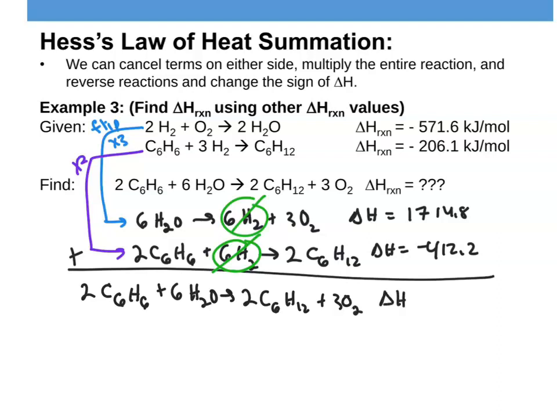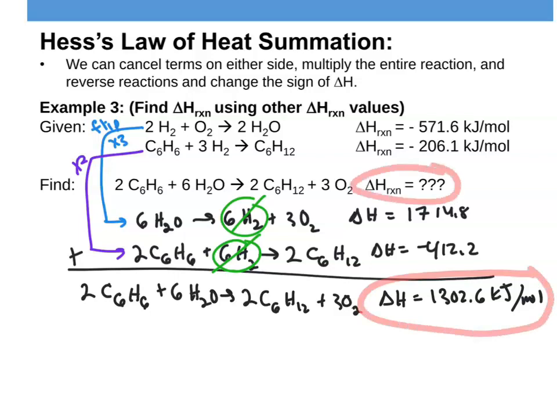So now I can just simply add up all of this stuff to get my overall delta H, which should be 13,002.6 kilojoules per mole. Right, that is the heat of reaction that we were looking for. That's the heat of reaction of the whole thing. I just added up individual reactions stepwise.